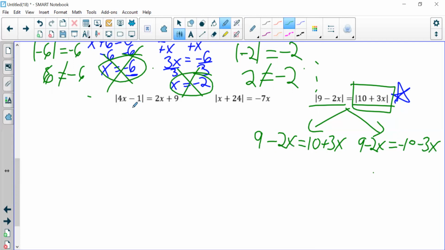Just for repetition, just so you see, we would do the same thing over here. We'd say 4x minus 1 equals 2x plus 9. And then the other side, we would say 4x minus 1 equals, and change the signs of everything on this right side, negative 2x minus 9. All right, so let's go back to working out our example over here.